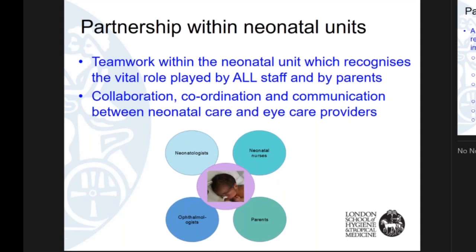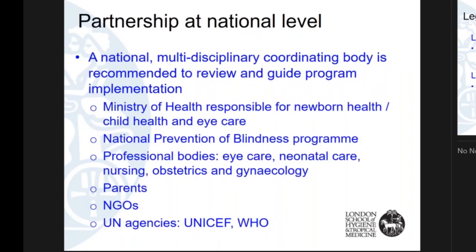So partnership at national level, ideally there should be a national multidisciplinary coordinating group to review and guide program development, implementation and scaling up, and importantly, representatives of the Ministry of Health responsible for newborn health, child health and eye care need to be key members of a national committee, as well as representatives from the National Prevention of Blindness Plan, from relevant professional bodies including nursing and obstetrics and gynecology, parents, NGOs and the UN agencies who have anything to do with eye care or with newborn children.